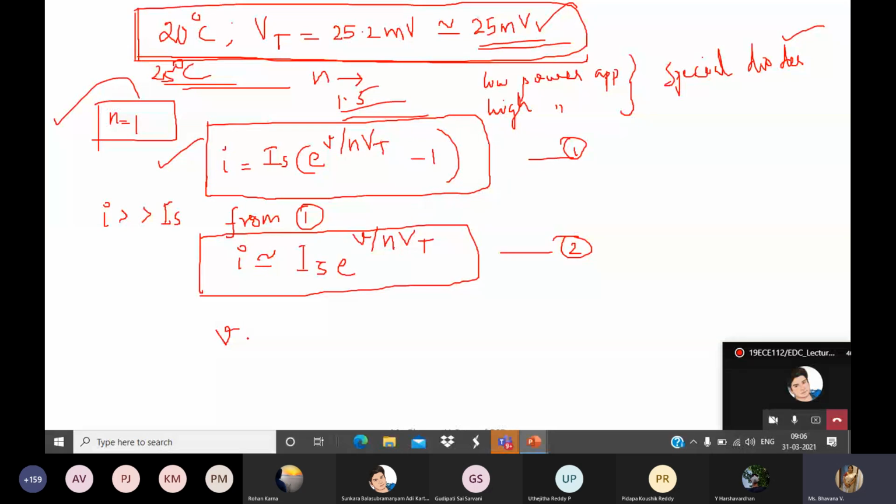Now, I need an expression for V. From equation 2, find out and give me an expression for V.